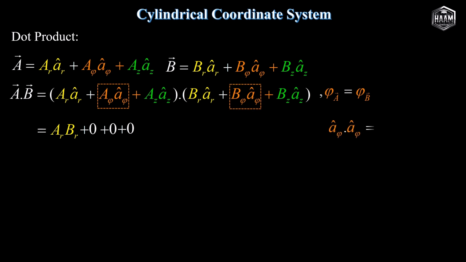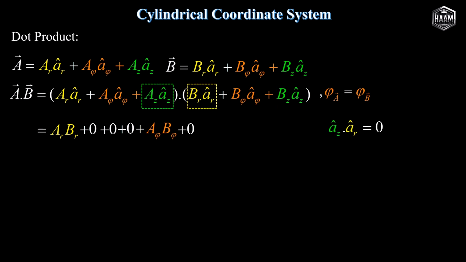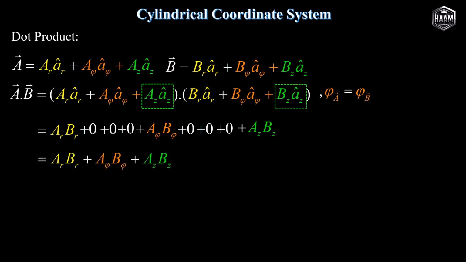Similarly, the dot product of the phi component of A with the phi component of B equals A sub phi times B sub phi, while its cross terms with R and Z vanish. Finally, the dot product of the Z component of A with the Z component of B equals A sub Z times B sub Z.